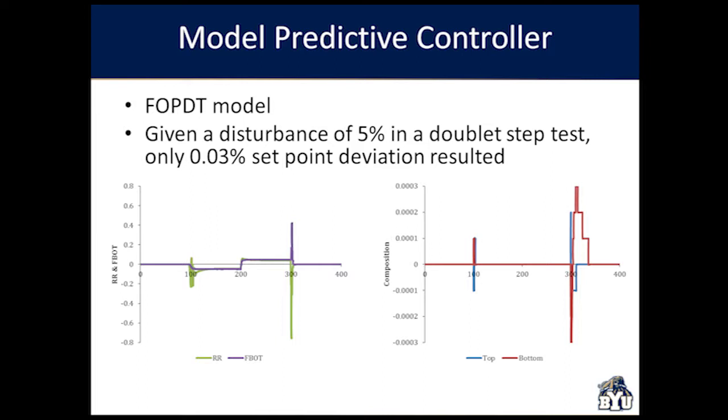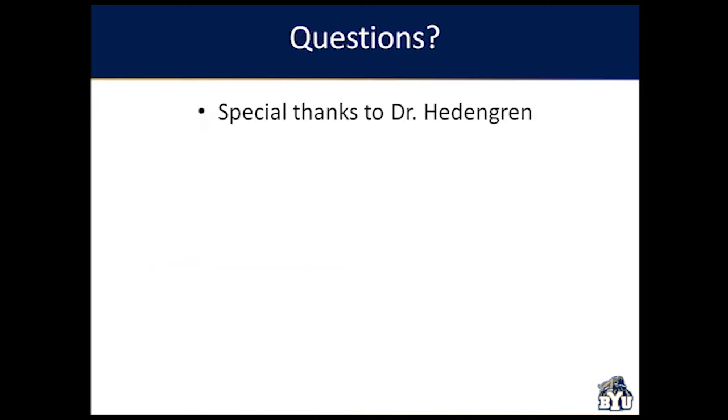That's what we saw overall, that model predictive control was the way to go to model this distillation column. Any questions?